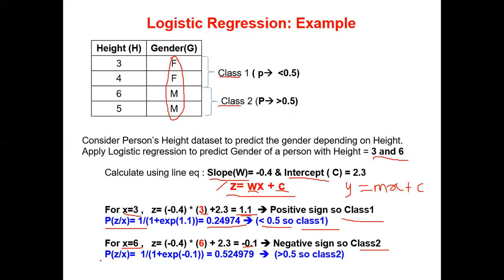Now find the probability of z for the given query point x. We calculate 1 upon 1 plus exponent of minus z, with z equal to minus 0.1, and we get 0.5249. This value is greater than 0.5, so the person with height 6 belongs to class 2, that is male. So this is how logistic regression works to solve the given problem. I hope you are clear with this. Thank you.